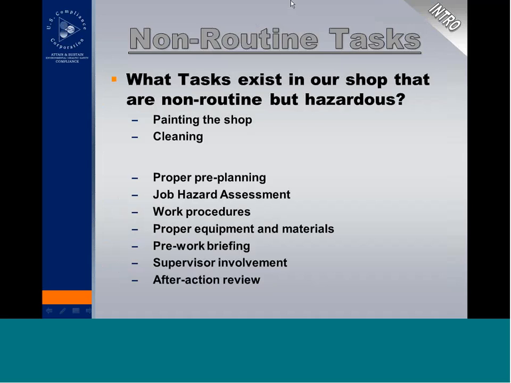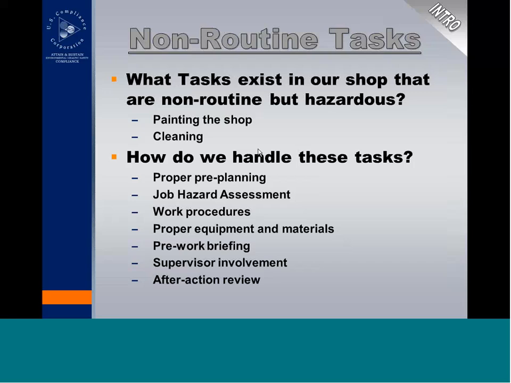So some examples of non-routine tasks that may be present at W.W. Williams sites would be, for example, we have some downtime, a slow day. We're looking to do some routine maintenance, or rather non-routine maintenance, such as painting the shop or performing cleaning tasks. So how do we handle these tasks?